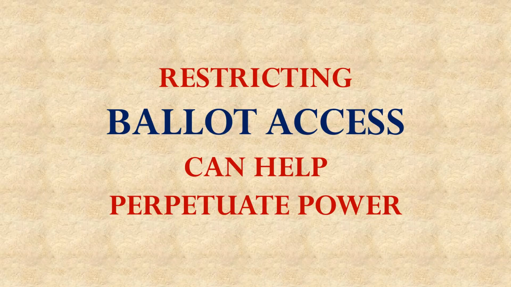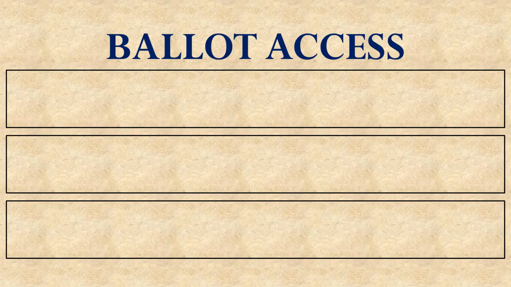One of those is something called ballot access. If the parties that are in charge make it harder for other parties to get on the ballot, they can help perpetuate their own power. And here in the United States of America, that happens. There are three basic ways to get on a ballot, and you'll see how these favor the big parties.